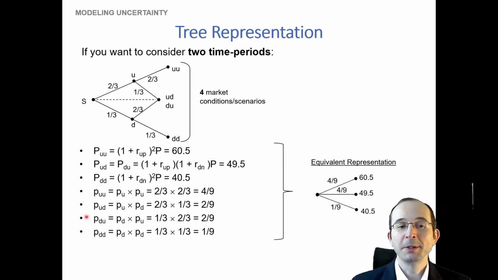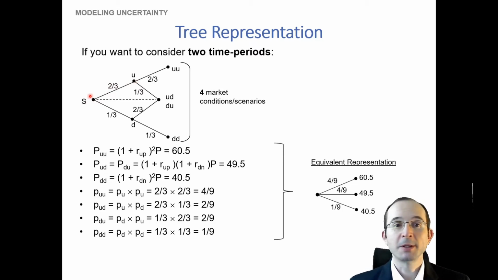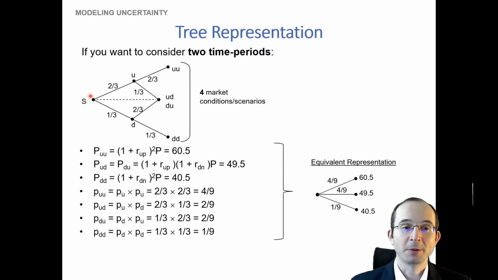So what's the probability of getting to state UU? Well, we first need to have gone up in the first period, so there's a 2/3 chance of that. And for now, we've assumed that these probabilities are independent. So in other words, there's just another 2/3 chance of going up the next time. So we just multiply those 2 probabilities together, and that gets us 4/9 chance of ending up in the state of growth followed by growth, state UU.